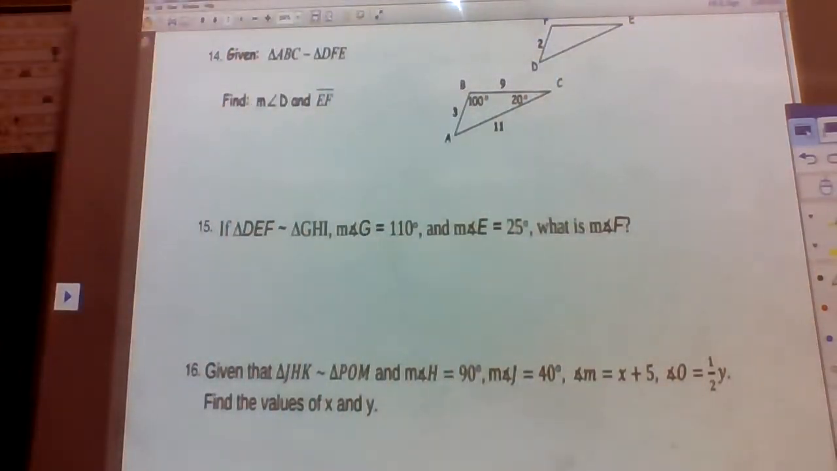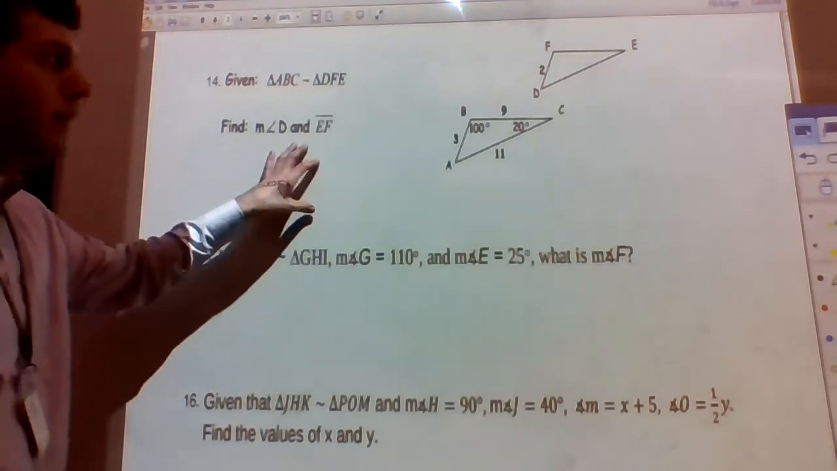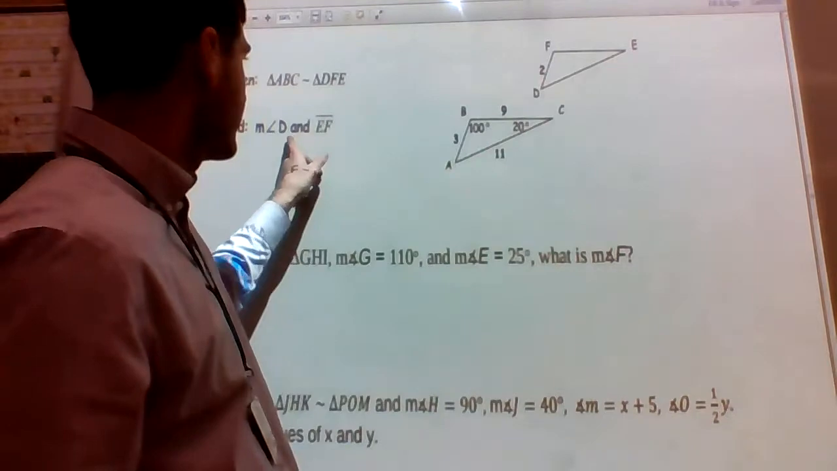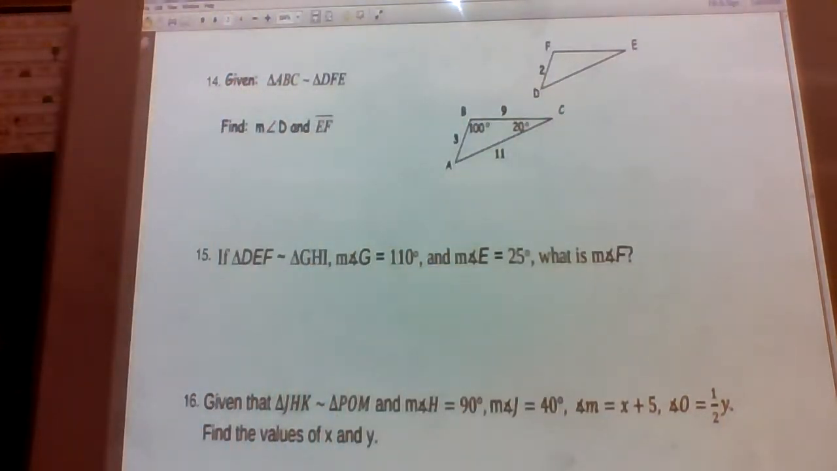Okay. Triangle ABC is similar to triangle DFE. Find the measure of angle D and the length of EF. So we want to find the length of EF and the measure of angle D. Let's find the measure of angle D first because it's easier.